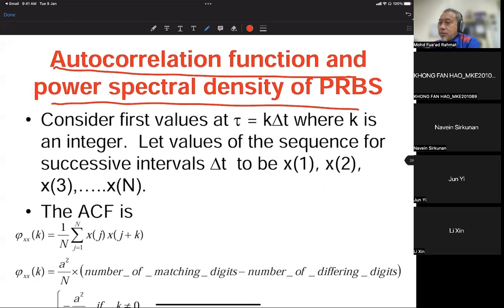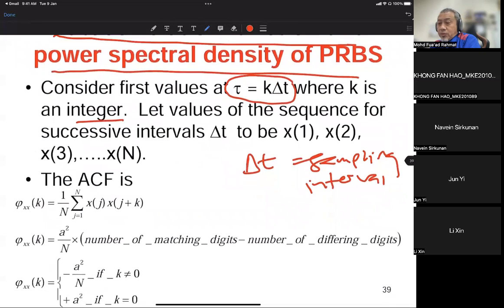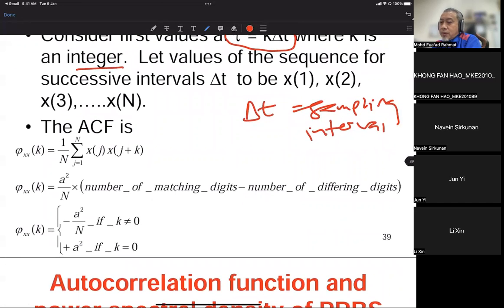Okay, so let us consider the first values of tau equal to k delta t, where delta t is the sampling time or sampling interval. Okay, k is an integer. So let values of the sequence for the successive intervals delta t be x1, x2, x3, and so on. So the autocorrelation function of the PRBS is by taking the sample of xj and xj plus k, which is the same signal itself, but shifted by k.